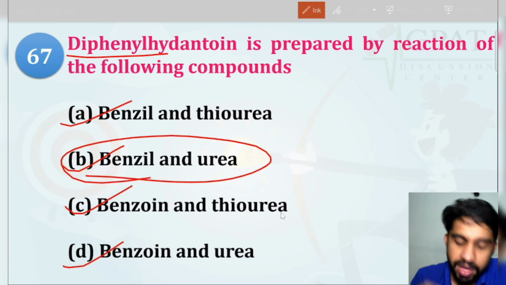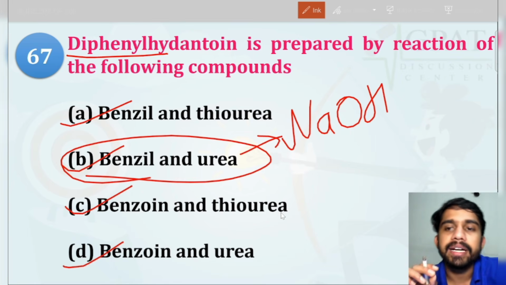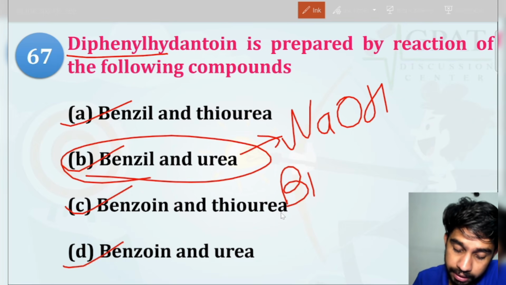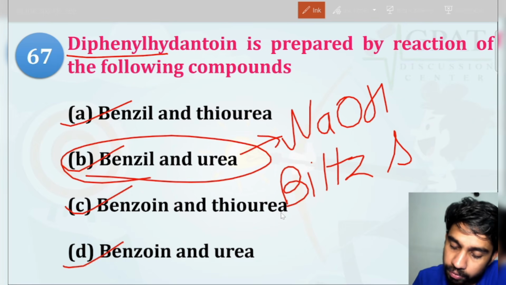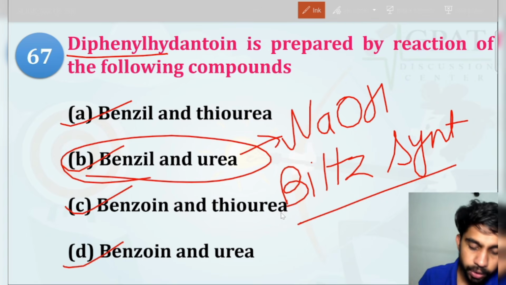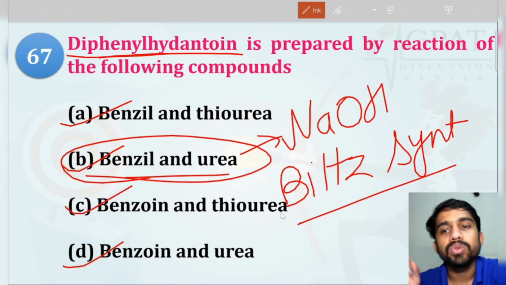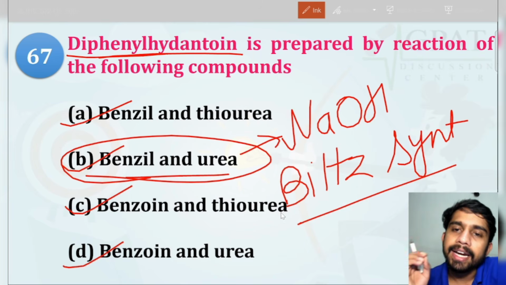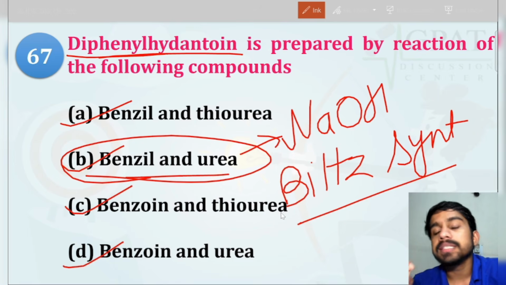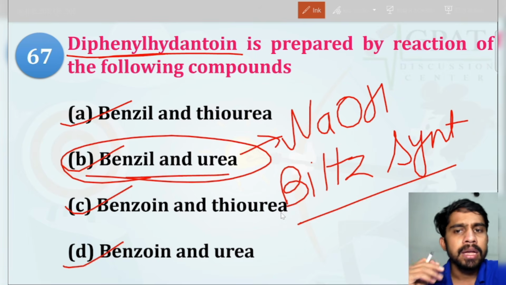What happens here? When benzil and urea get heated with NaOH, it's known as the Biltz synthesis. What is the name of this synthesis? The Biltz synthesis. When benzil and urea get heated with NaOH, it results in the formation of diphenylhydantoin, that is known as phenytoin. Okay, simple. It involves the benzilic acid rearrangement, and after that there is cyclization. Okay, so I hope these points are clear.